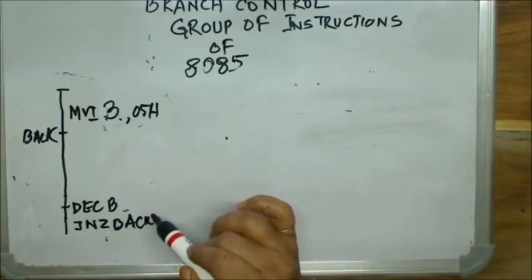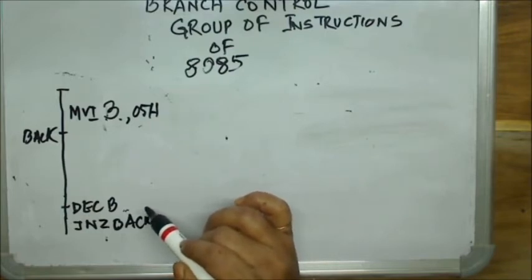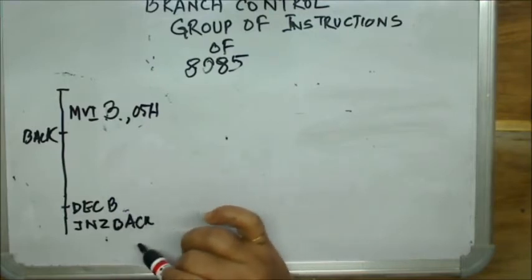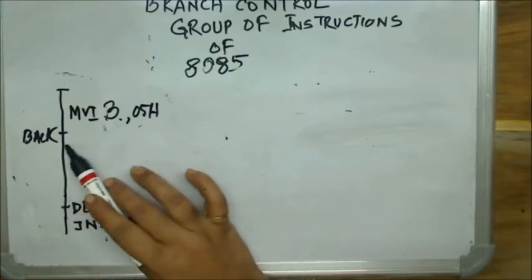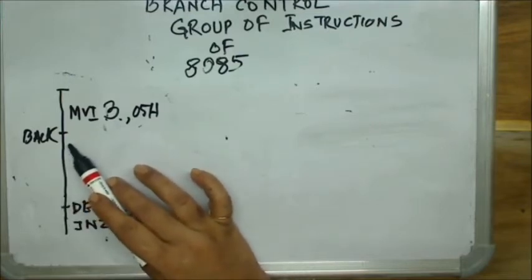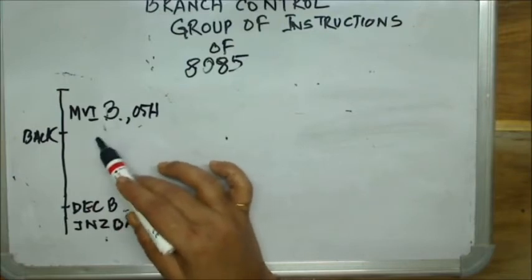Because if I put a plain jump, it will become an infinite loop. So I have to put a conditional jump over here: jump if not 0. So if the count has not become 0, it will jump back. Okay, so the first iteration is executed.